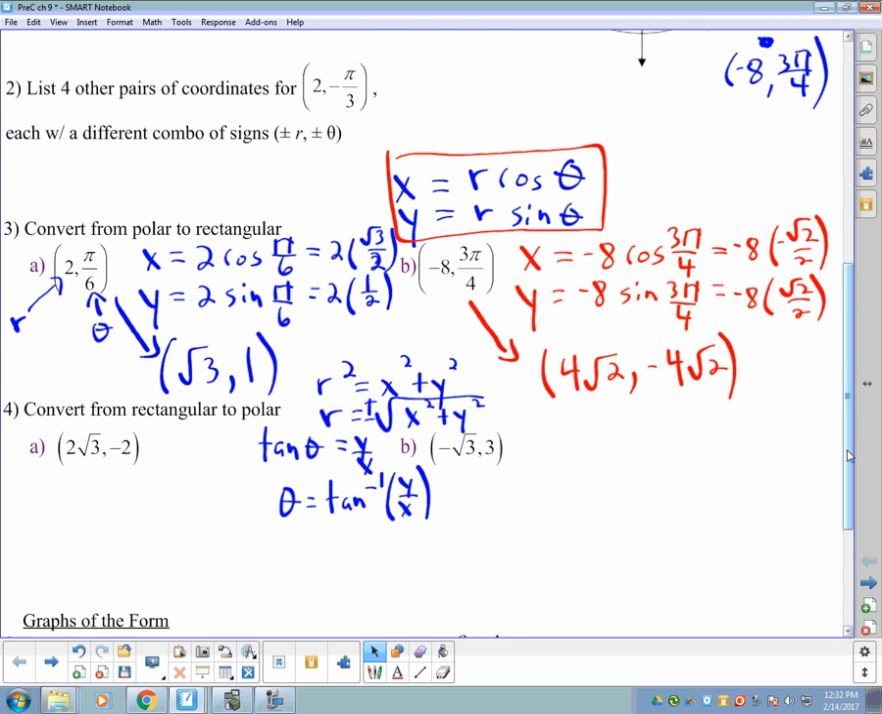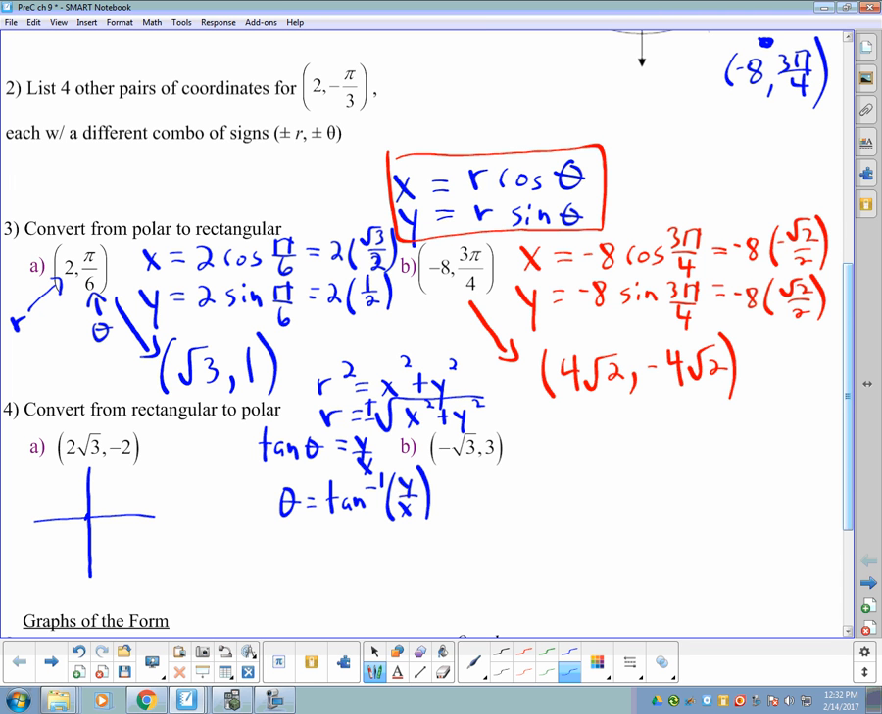Some of you may want to just take the approach that you're going to draw the picture and use trigonometry to do it. That's really where these formulas come from, right triangle trigonometry. So that's usually the approach I take: I'll take this coordinate, 2 root 3, comma negative 2, and draw a rough sketch of it. We're going out 2 root 3 and down negative 2.